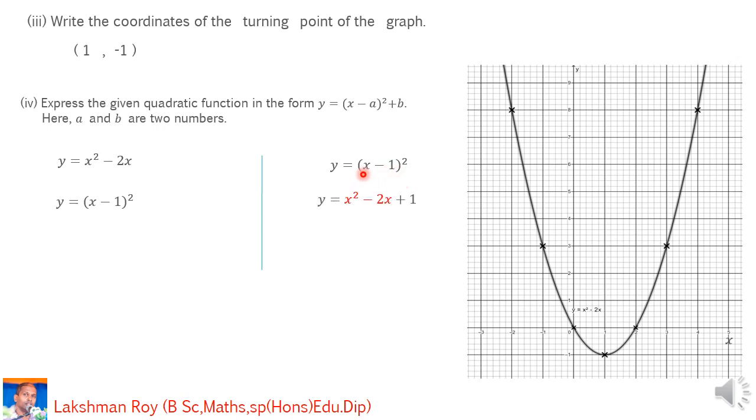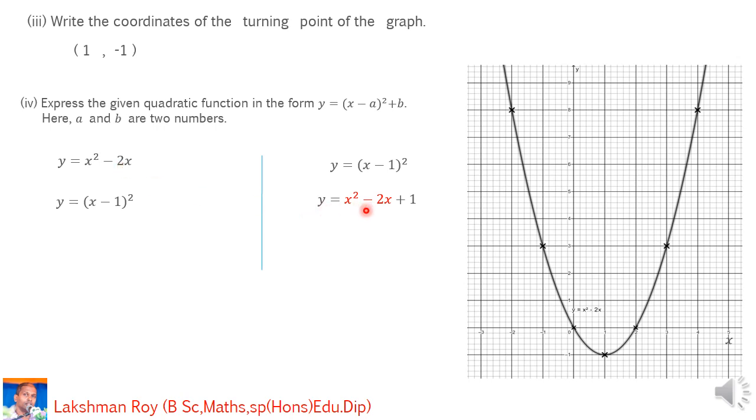Square of the first term, that is x square. Product of two terms, x into -1, -2x, -1x, that should multiply by 2, then that is -2x. Then the square of the second term, -1 square, -1 into -1, that is +1. These are the three terms we get, but we want only the y equal x square minus 2x part.